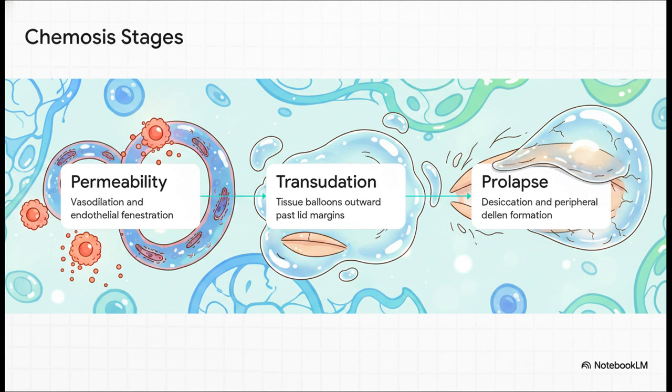That immediate vasodilation leads right into fluid transudation. The plasma leaks into the connective tissue, and the conjunctiva just balloons outward. In really severe cases, it looks exactly like a clear blister protruding completely past the eyelid margins. And if that prolapse is exposed to the air for too long, it dries out, leading to desiccation and peripheral corneal Dellen formation simply because the tear film breaks down.